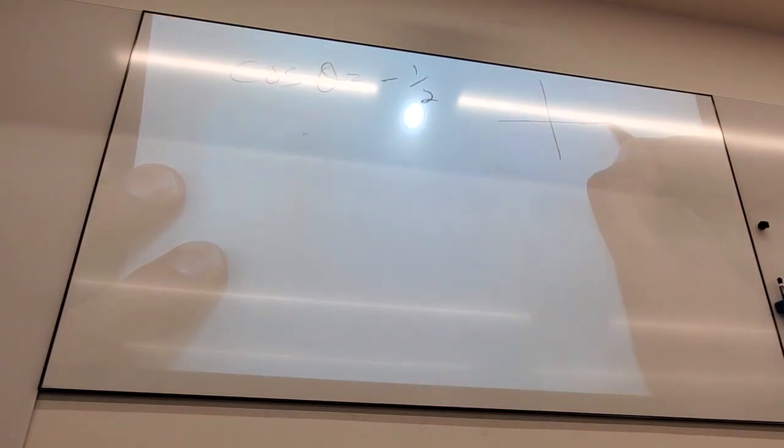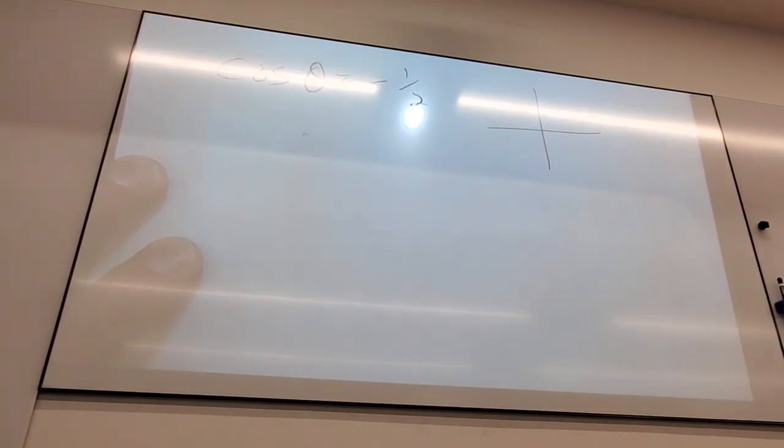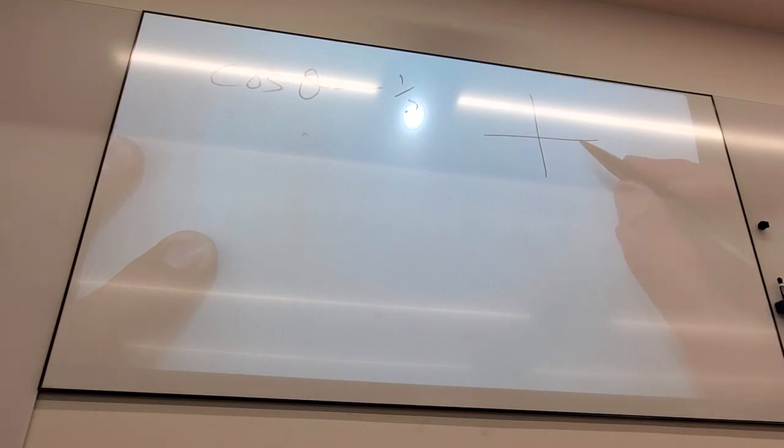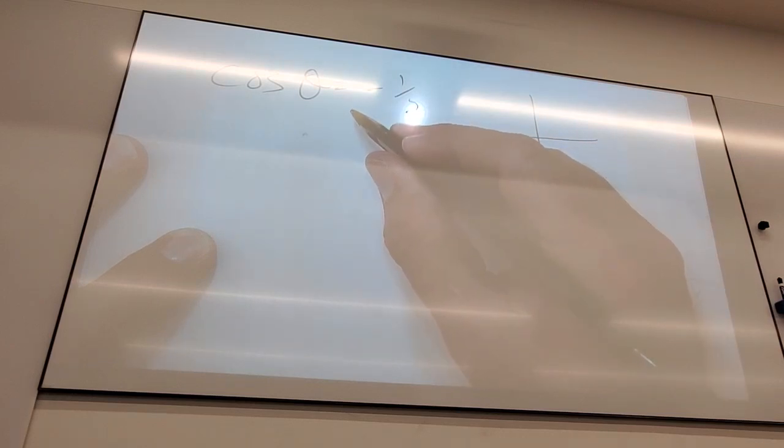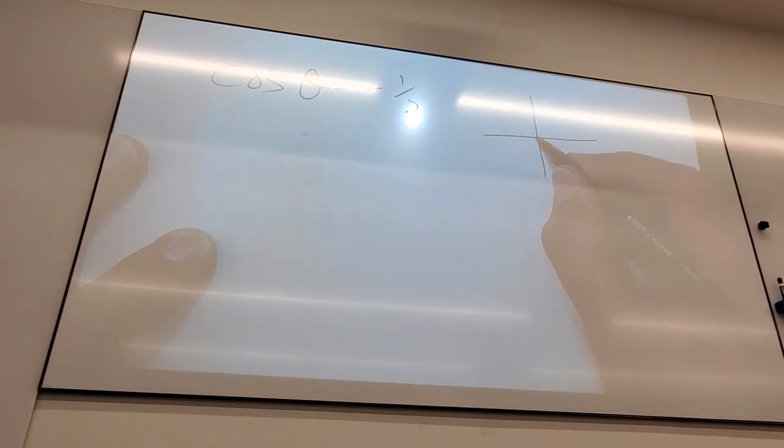So you can always find the basic answers in the third quadrant. All right, so one answer is going to be where now? Careful. Where's cosine negative? Second and third. It's gonna be like 60 degrees.